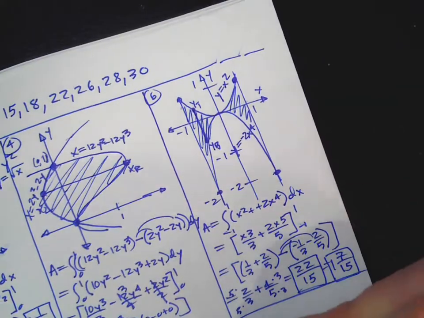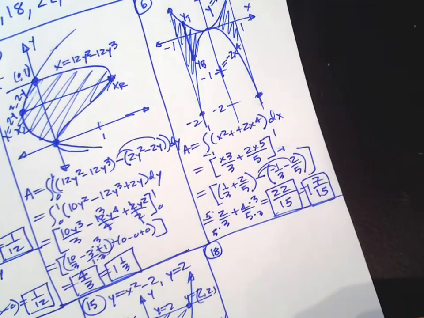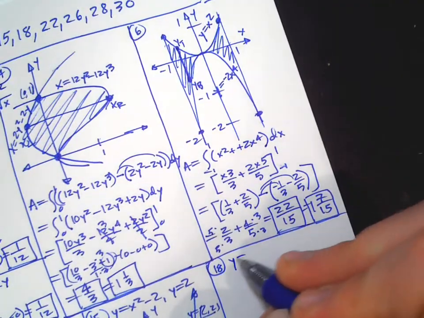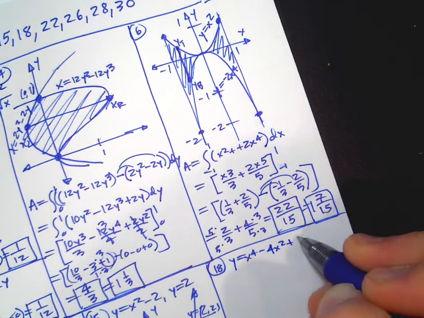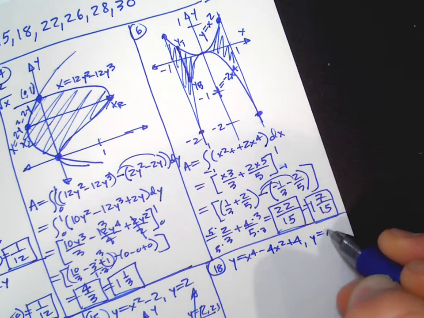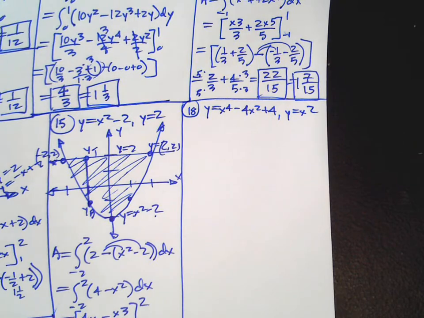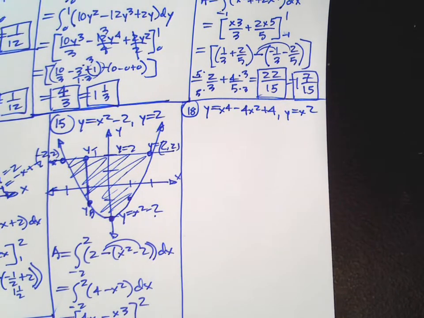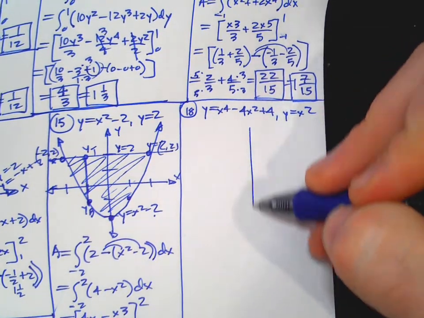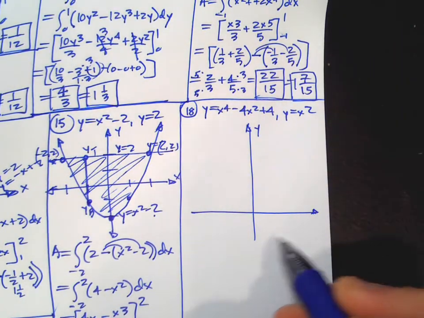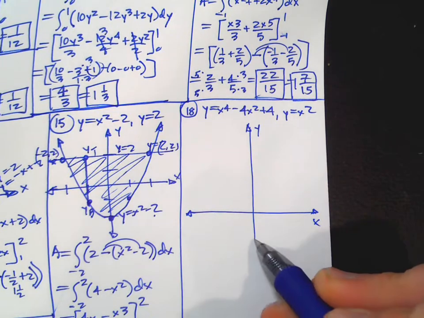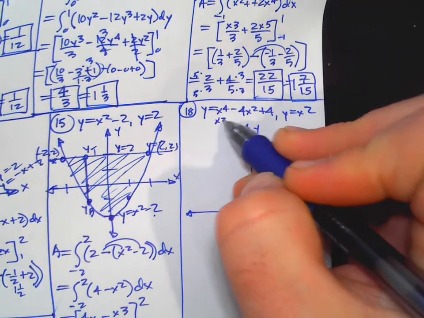Okay, let's see. 18. Number 18 says y equals x to the fourth minus 4x squared plus 4, and y equals x squared. So we have a quartic and a parabola. So maybe we should try and graph them. It might be helpful to find the zeros.